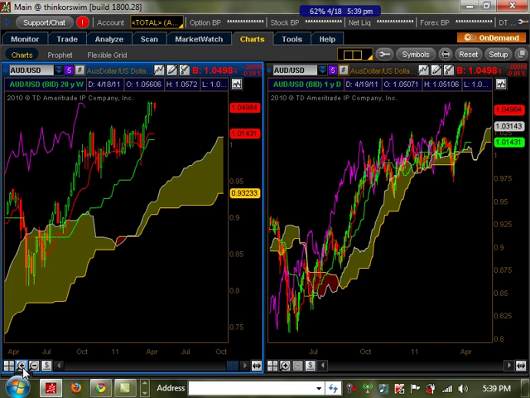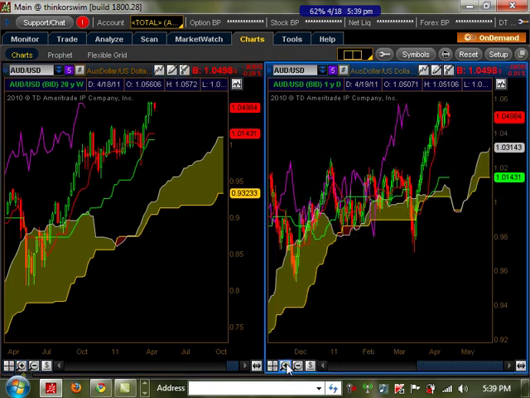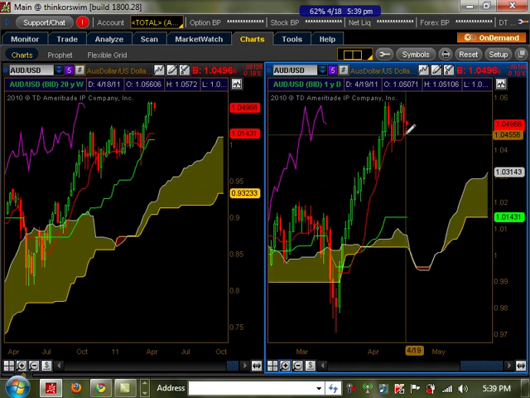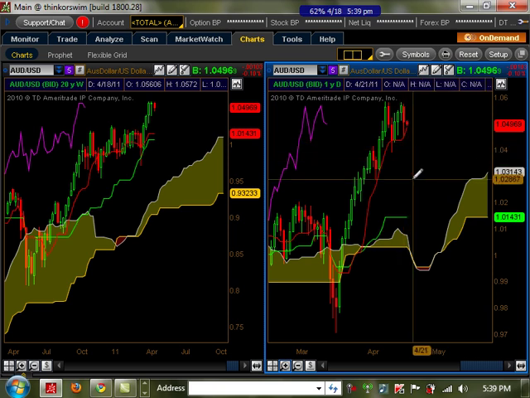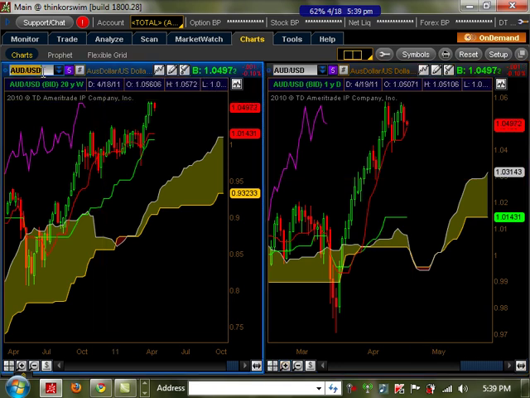AUDUSD, you can see still very, very strong to the top side. Got a minor pullback here, not even much on the daily time frame at all. This thing's still going up very strong, as you can see. We really need a major or medium pullback before we even look at entering this currency pair at all.